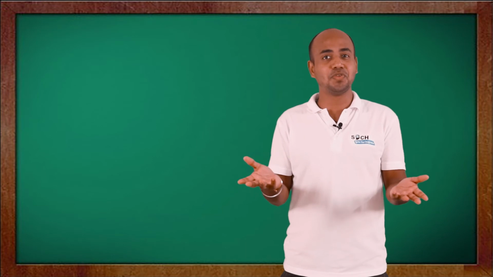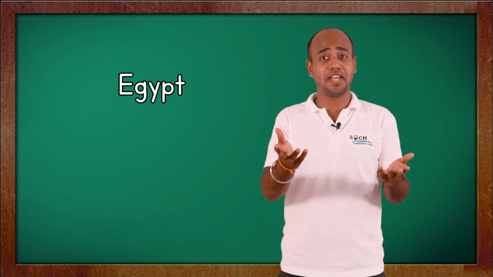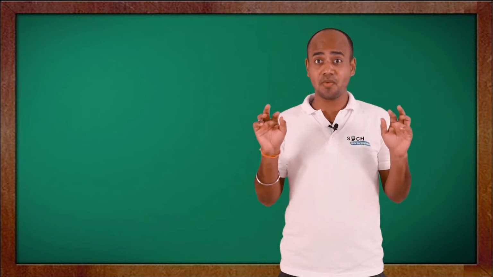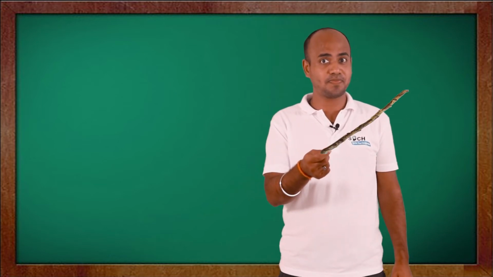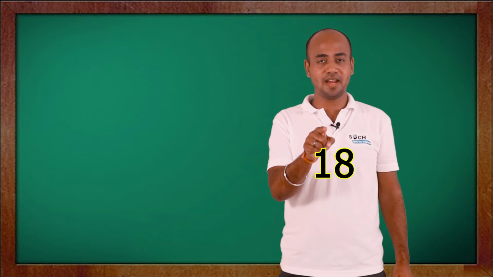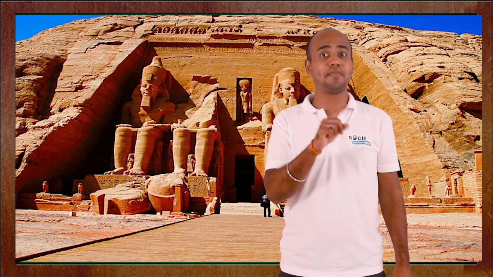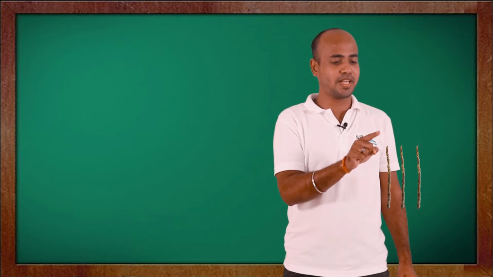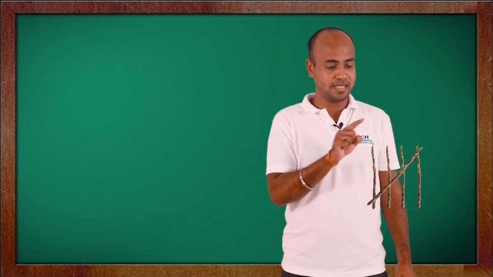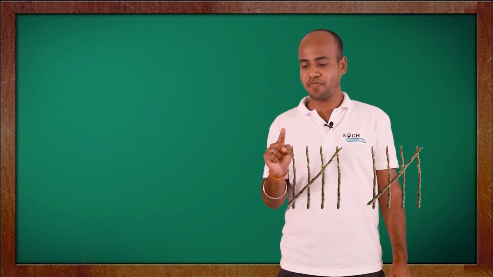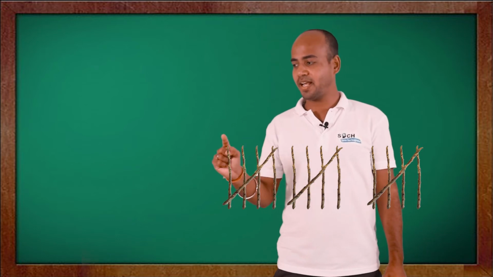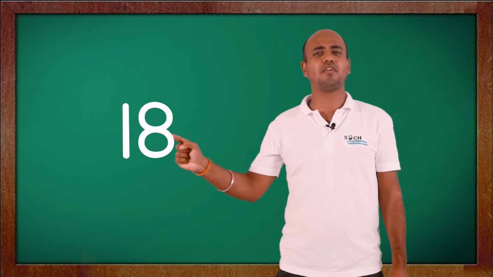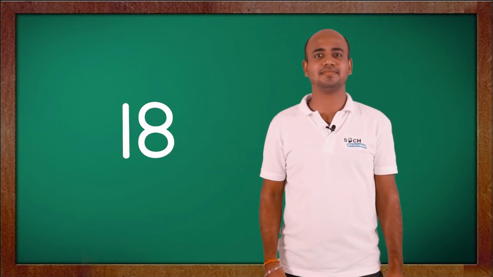With the advent of new civilization, Egypt, Greek and Hebrew civilization, these people were more interested in counting numbers with the help of sticks. For example, this modern 18 number in Egyptian period would have been counted in this manner. 1 stick, 2 stick, 3 stick, 4 stick, 5 stick. This stick of set of 5 got repeated, and 3 more. Total is 18. This is a tedious way of writing 18.